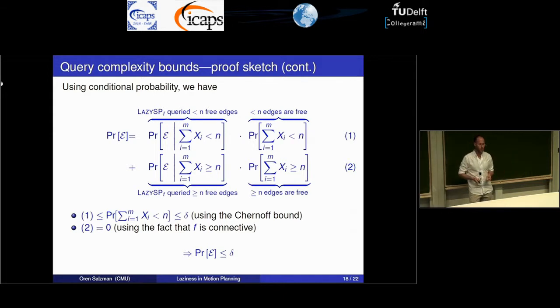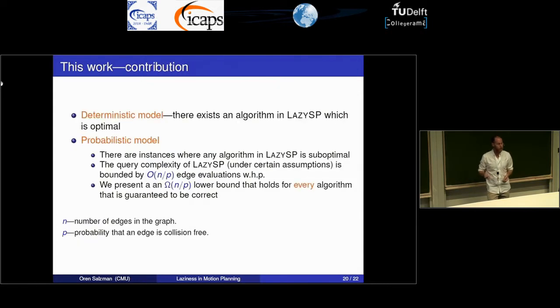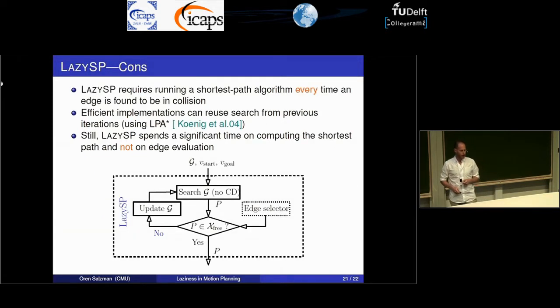So this is the question that we set out to ask. What's the query complexity of LAZYSP? We give bounds. Is it the best possible under different models? Under a deterministic model, it is the best that we can hope for. Under the probabilistic model, it's asymptotically the best that we can hope for. So I'm only talking about good things about LAZYSP.